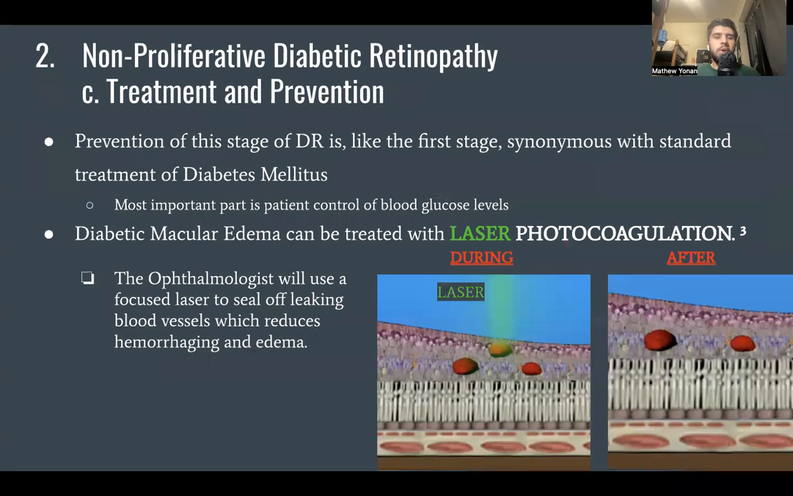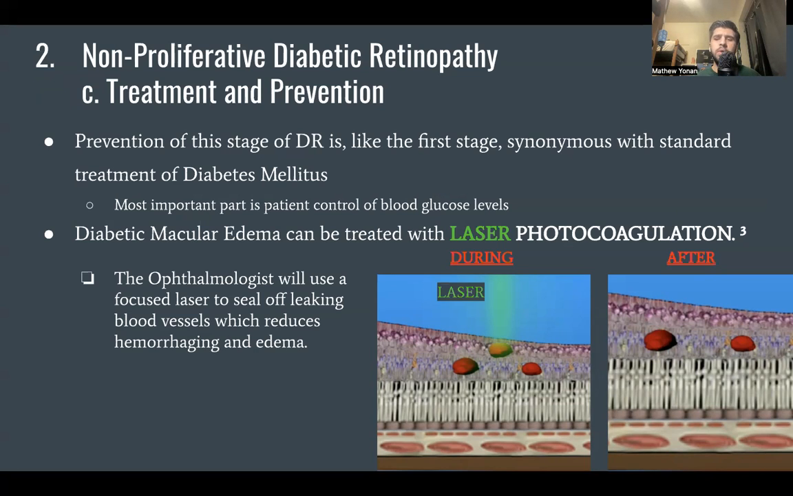Okay, so what is the treatment and prevention of the second stage? The prevention of this stage, like the first stage, is synonymous with standard treatment of diabetes mellitus, the most important part of that being the control of their blood glucose levels. But the diabetic macular edema, if it does happen, can be treated with laser photocoagulation.